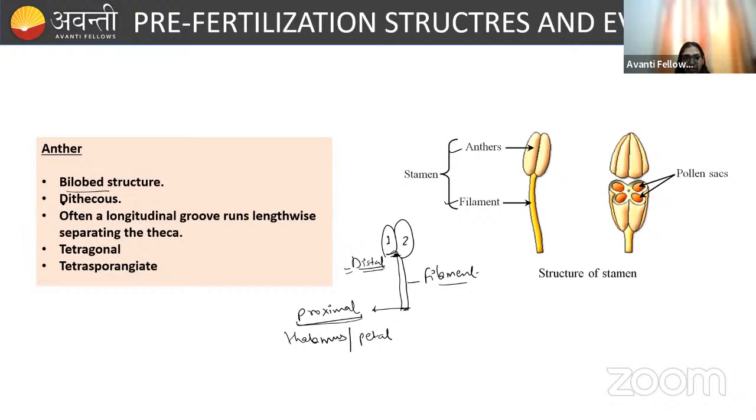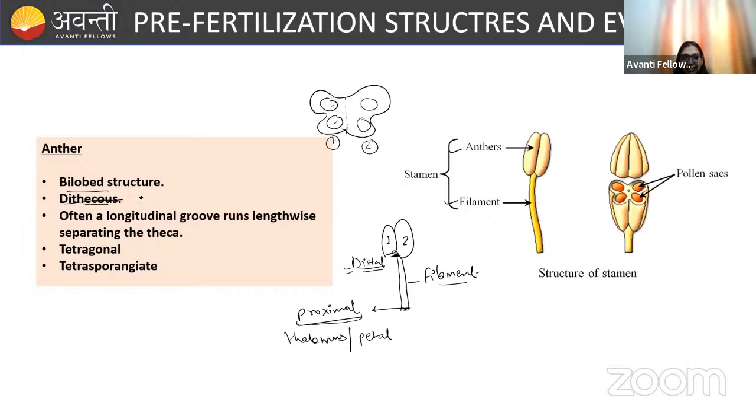Anther is a bilobed structure and dithecous. Dithecous means theca is a chamber. So in one lobe, there are two theca present. This is lobe 1, lobe 2. It has two theca. These are the theca. So in one lobe, there are two theca.